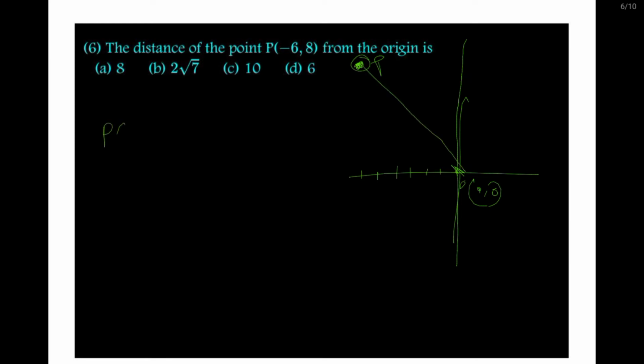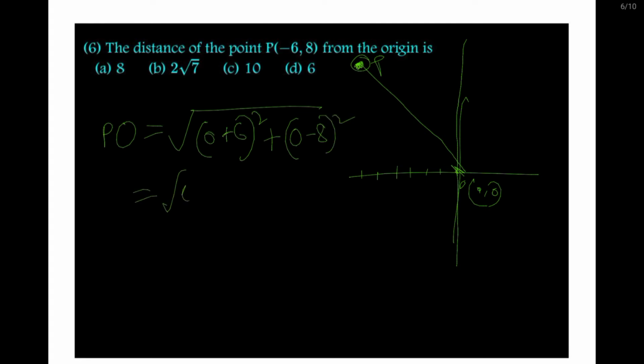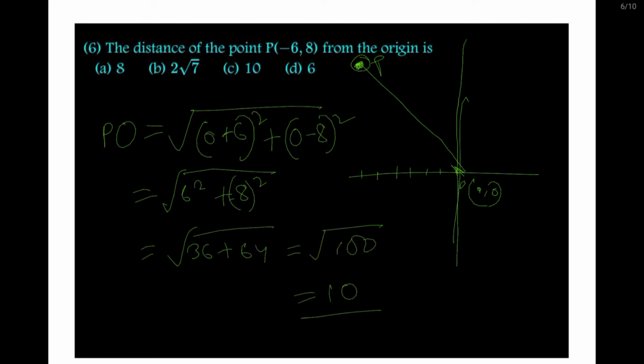So PO will be the square root of (0 plus 6) whole square plus (0 minus 8) whole square. So it will be 6 square plus 8 square, which is 36 plus 64. So it will be the square root of 100, and it is nothing but 10. So 10 is the answer.